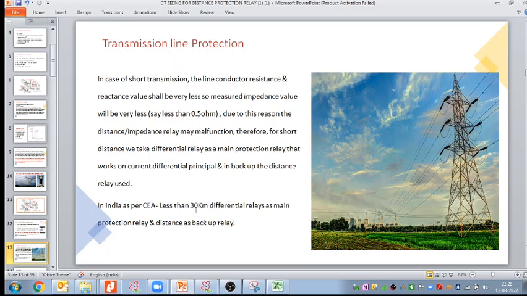In that case, since the line length is less, the line conductor resistance value will be less. So the measured impedance value will be less because of the shorter conductor length. In that case, the distance relay may malfunction because CT error and VT error also we have to include. So already very little impedance is coming. Therefore, for short distance, it is recommended to go with the differential relay, and on that we can add both points as Silpa said.